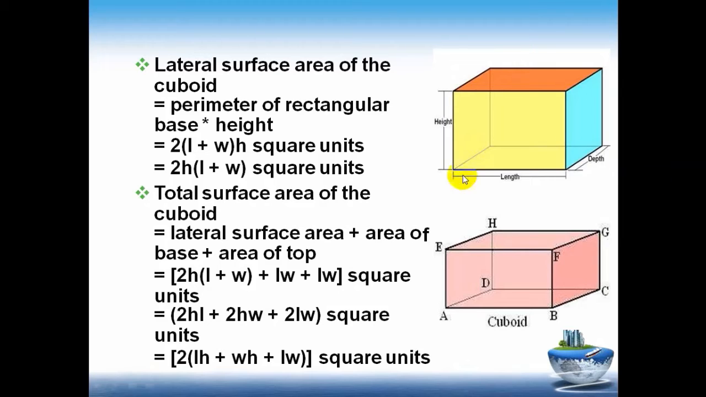And now the total surface area of the cuboid is the lateral surface area plus area of base plus area of top. So this is the area of the base and area of the top: 2 multiplied by H into (L plus W) plus LW plus LW square units. And we can write 2 multiplied by H multiplied by L plus 2 multiplied by H into W plus 2 into L into W square units. Now taking 2 common: 2 into (LH plus WH plus LW) square units.